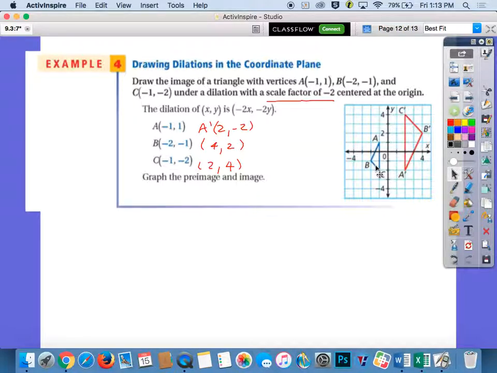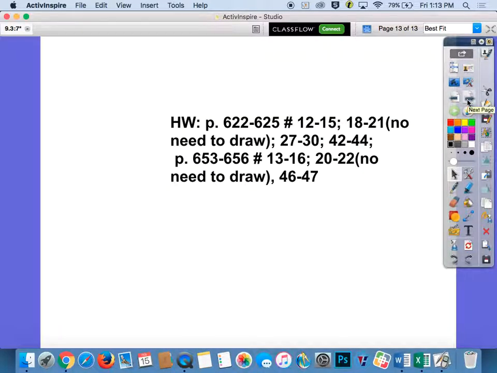All right, that's all I got, you guys. We're going to do our homework in class on Wednesday. And again, there's no need to draw these if you don't want to. You can just write the ordered pairs down, and I'm fine with that.